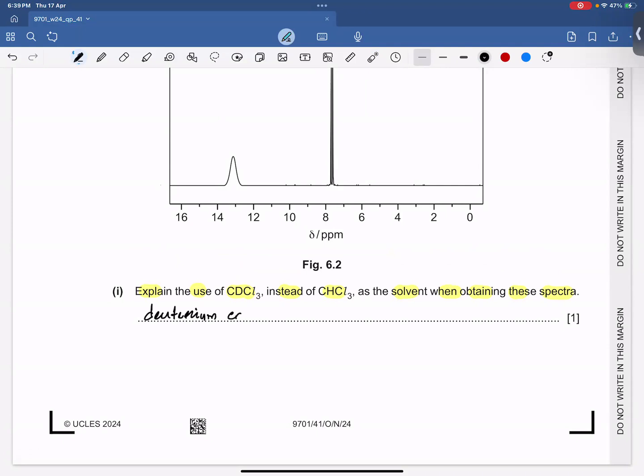Deuterium cannot absorb radio frequencies, hence cannot interfere with the sample.